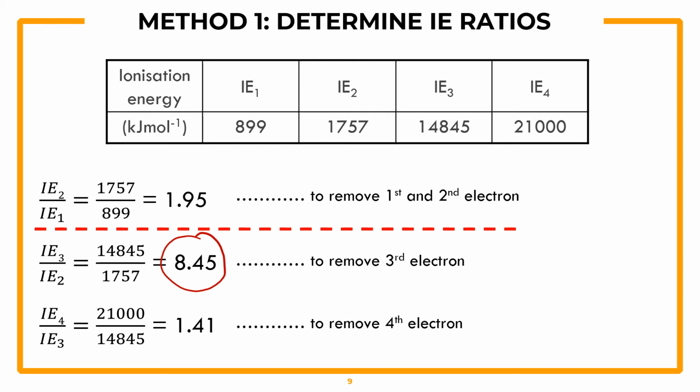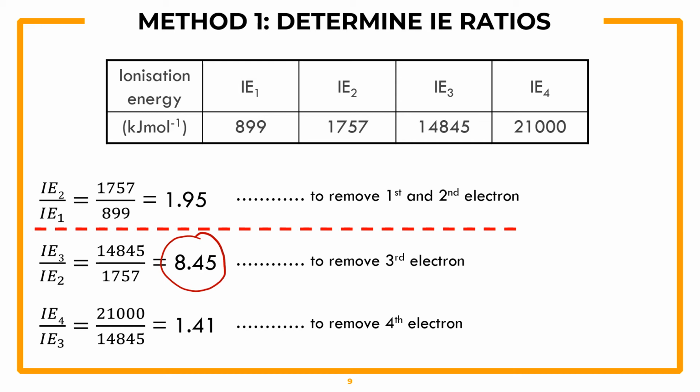Kenapa nak buat garis macam ni? Sebab bila kita identify this ratio is the biggest or the highest, ini menunjukkan bahawa the third electron here is about to remove from the inner shell. Okay, nilai ratio yang tinggi ini menunjukkan bahawa nilai energi ini adalah energi untuk kita nak buang elektron. Elektron yang mana satu? Elektron yang ketiga yang berada dalam inner ataupun core shell.